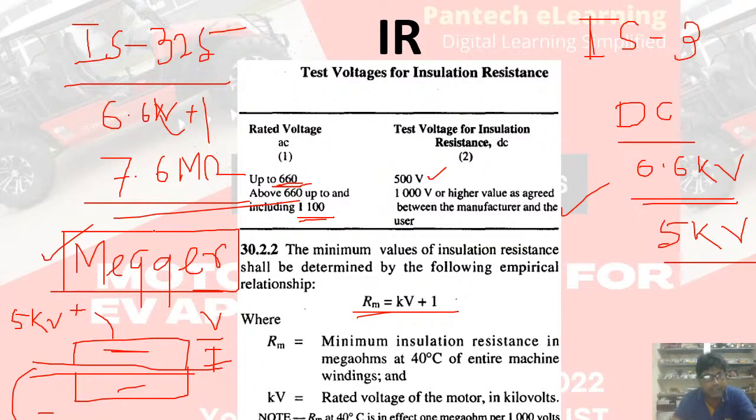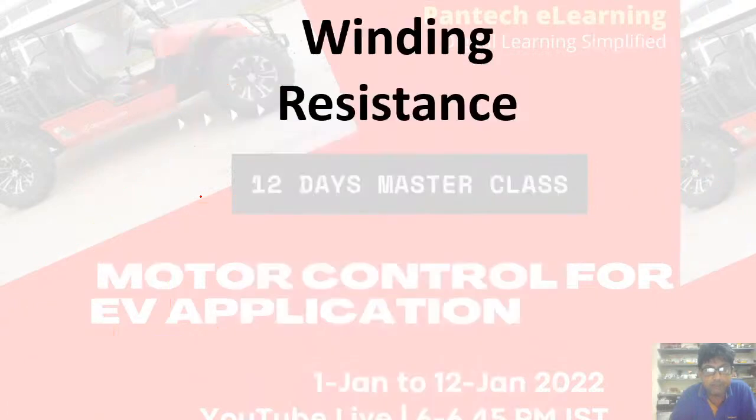And in that case the acceptance criteria is this. If the machine is rated for 6.6 kV, then 6.6 kV plus 1, which is 7.6 mega ohm. So the minimum insulation resistance should come to 7.6 mega ohm.